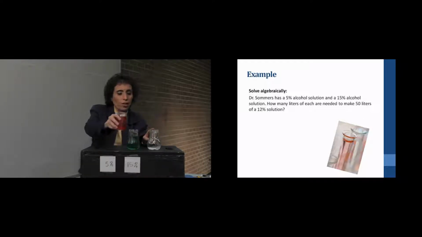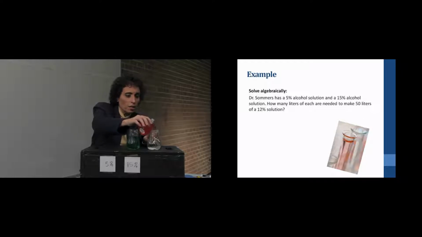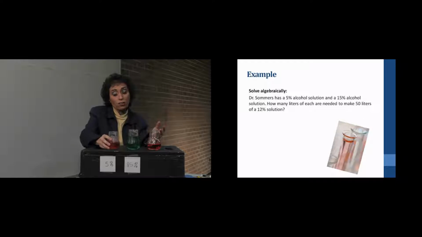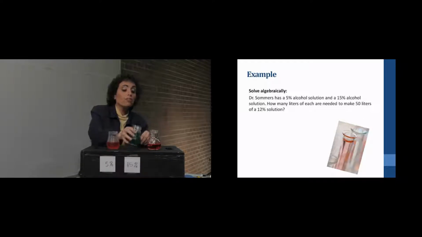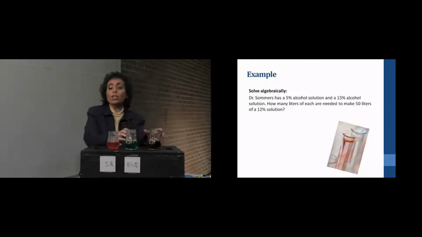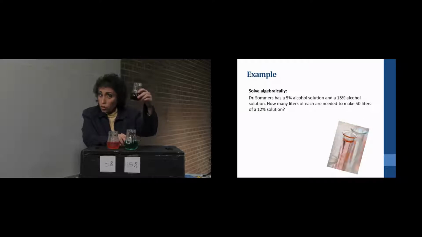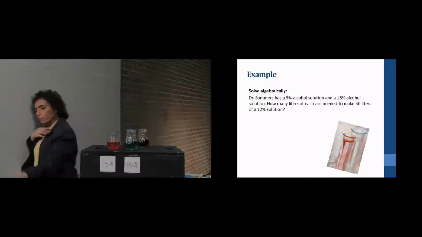So he's going to take some of this, I don't know how much yet, and some of this, because we're going to have to actually solve the problem. We have to make 50 liters, so it's going to have to add up to 50. We have to know how much of each so that this is actually a 12% alcohol solution. So we're going to solve this in a minute.